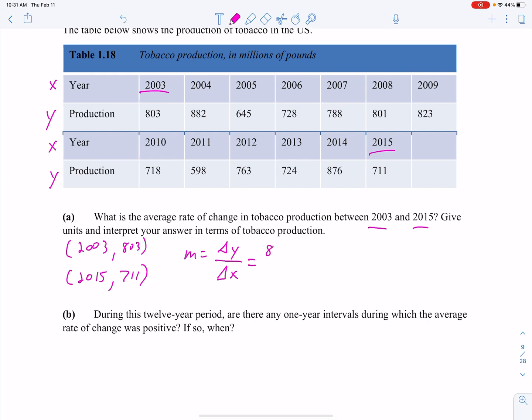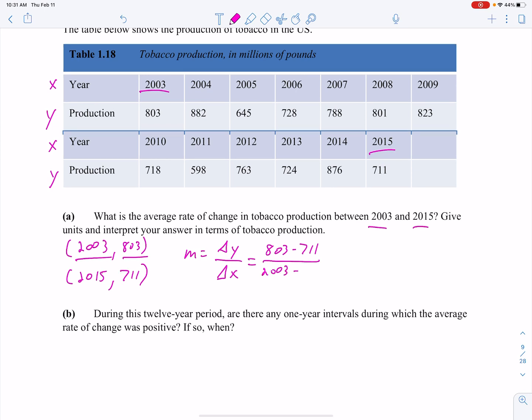So I'm going to do 803 minus 711. So that means since I did 803 first, I have to do 2003 first on the bottom. Okay, so this gives me 92 over negative 12. Punch that into a calculator and you get negative 7.7. Okay, so again, the negative slope, the negative average rate of change, of course, indicates a decline, that it's gone down. And that makes sense, right? We started at 803 in 2003 and in 2015, 711. So it declined.